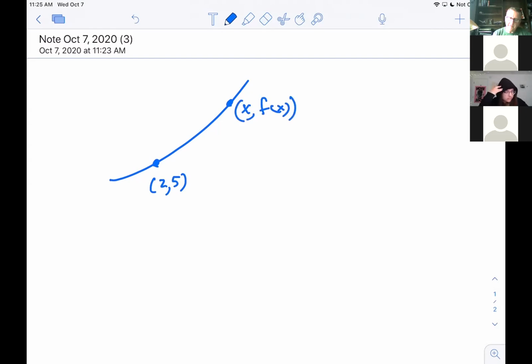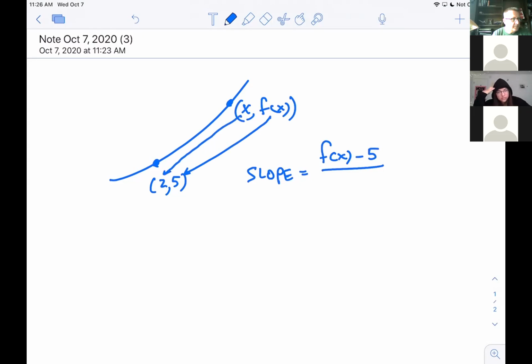And so then what do you do to find slope when you have 2 points? The y2 minus y1 over x2 minus x1. Yeah, in other words, you go f of x minus 5, because that's y minus y. And then what do you do? This is where you screwed up. So it's actually x minus 2. There you go. Oh, duh. So you went y minus y over x minus y instead of y minus y over x minus x.